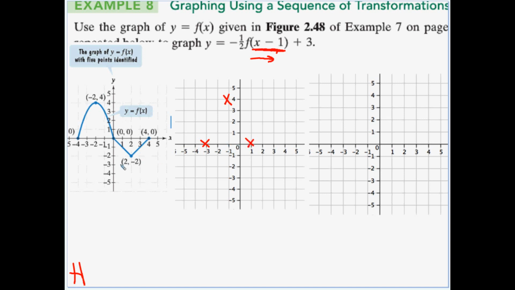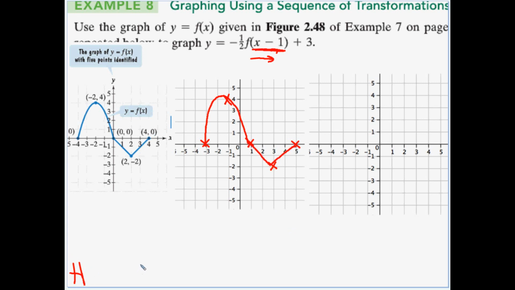This will be 3, -2. And then we'll have 5, 0 right on the x-axis. So there's our parabola has been shifted over. Now it crosses over the y-axis, and then we have our little V shape. So we did our horizontal shift first.